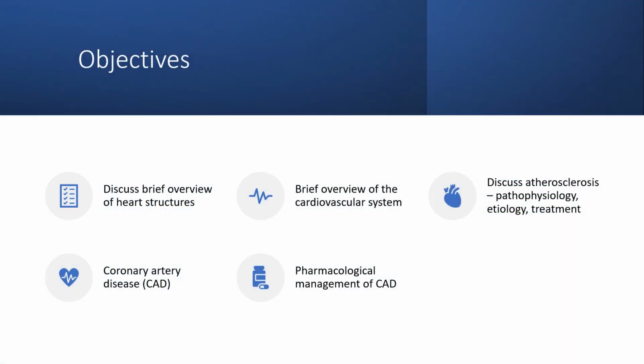Some of the objectives in this video: we'll look at a brief overview of some of the heart structures that are relevant to the cardiovascular content related to this course. We'll also look at a brief overview of the cardiovascular system and discuss atherosclerosis, the pathophysiology, the etiology, and the pharmacological treatment. In part 2 of this video, we'll be looking at coronary artery disease and the pharmacological management of coronary artery disease.